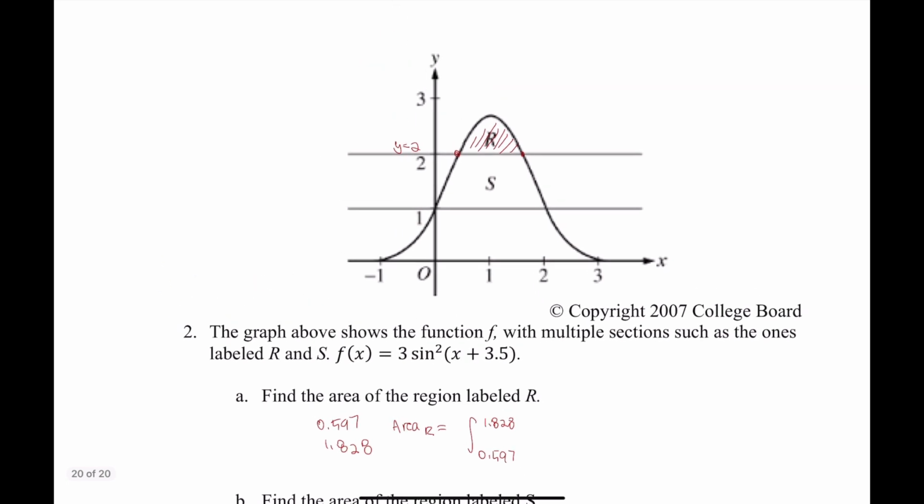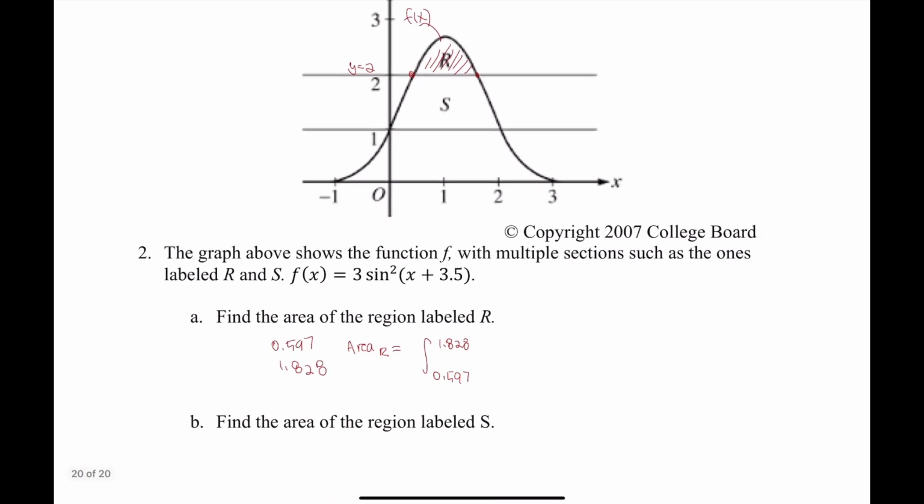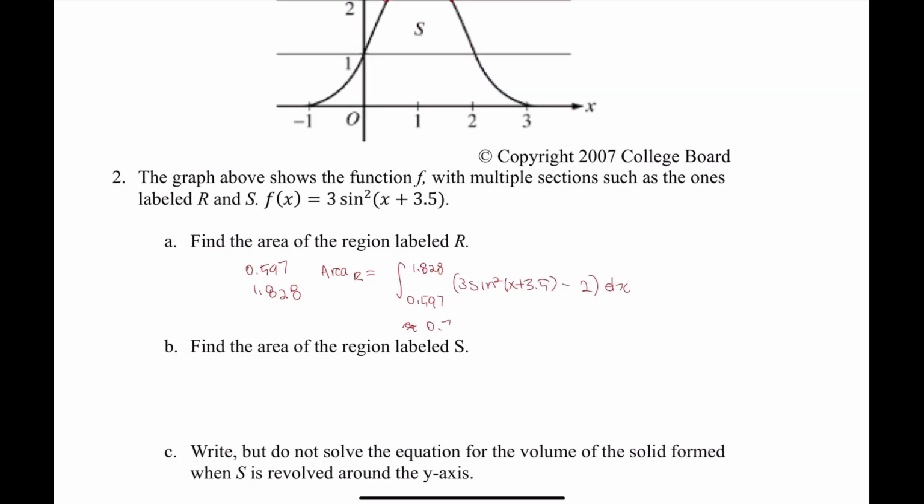So we can see that f of x is above y equals 2. So this is our above function. So f of x minus 2 would be our answer. So I'm just going to write that directly: 3 sine squared x plus 3.5, and then minus 2, dx would be our answer. And for this one, I get 0.799 for the area of R.